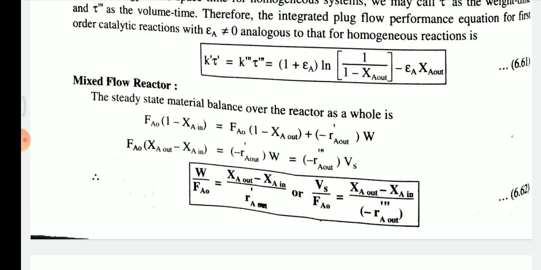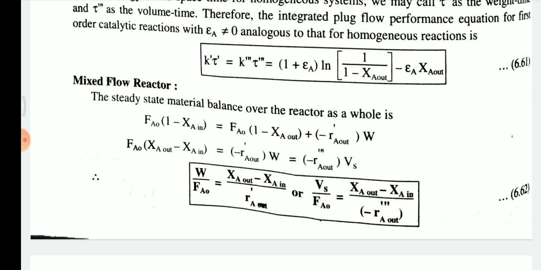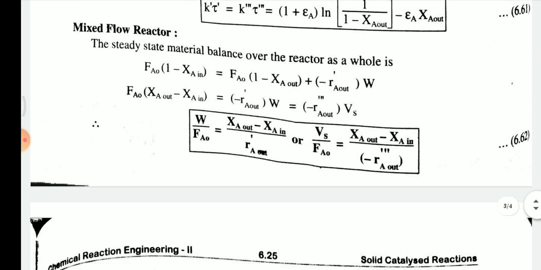So if we multiply FA0 on both sides inside the bracket, it should be FA0 XA out minus XA in, keeping both together, is equal to RA dash out into W and RA double dash out into VS. So it would be written as W by FA0, and the remaining term should be XA out minus XA in divided by RA dash out. And we can also write it as VS by FA0, VS by FA0. So it should be XA out minus XA in by RA double dash out.